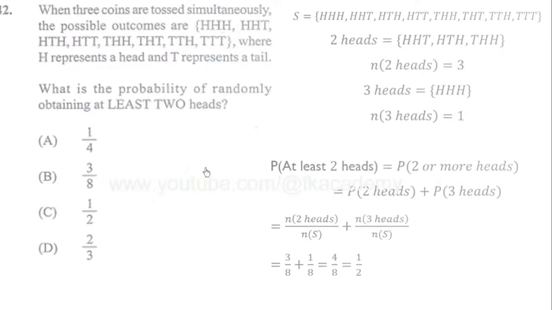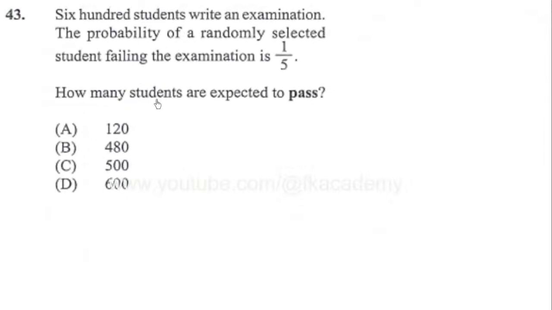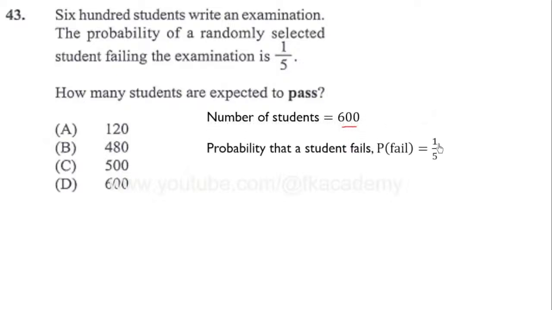Now let's move on to 43. 600 students write an examination. The probability of a randomly selected student failing the examination is 1 out of 5. How many students are expected to pass? Wow. So we have that the total number of students is 600, and the probability of a randomly selected student failing the examination is 1 out of 5.